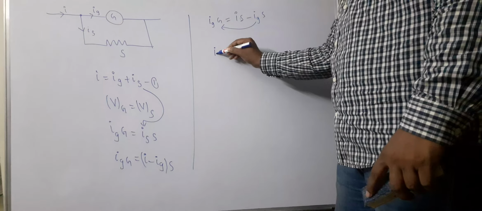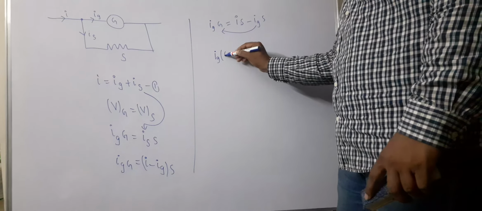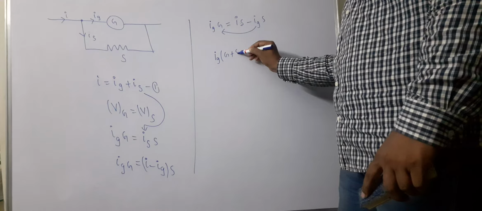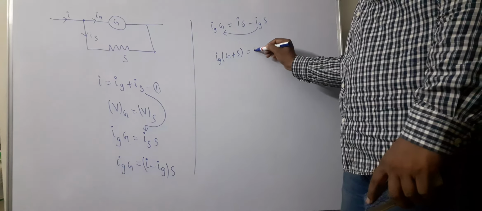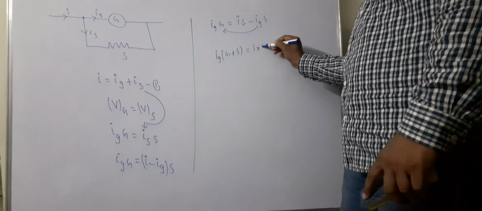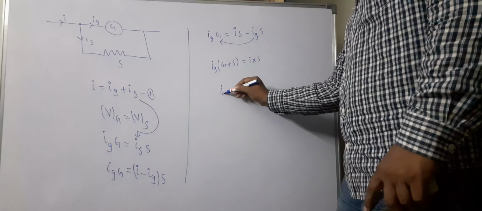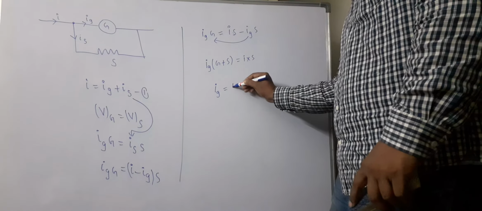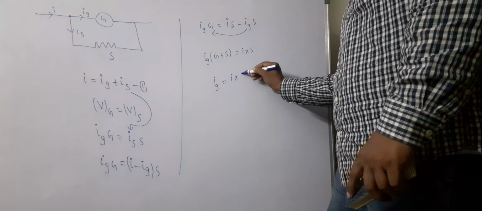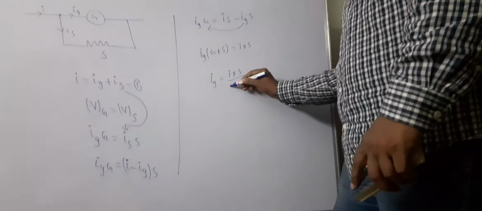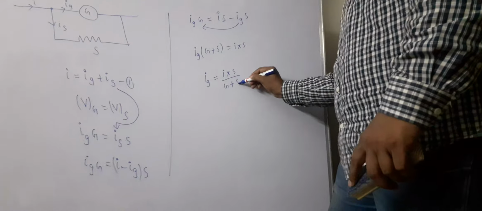What is the final expression? Iz into (G plus S) equals I into S. Here, what is the final expression? Iz equals I into S by (G plus S).